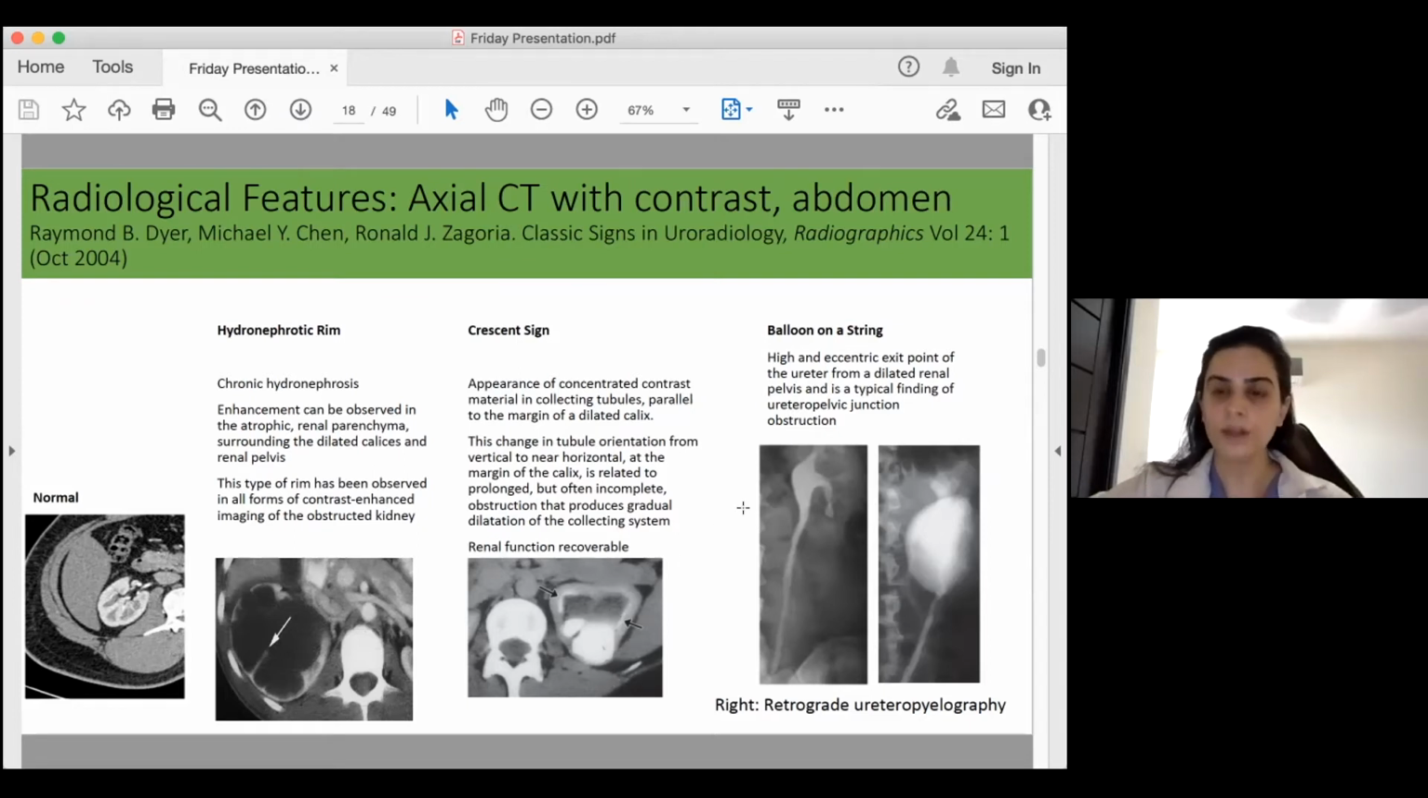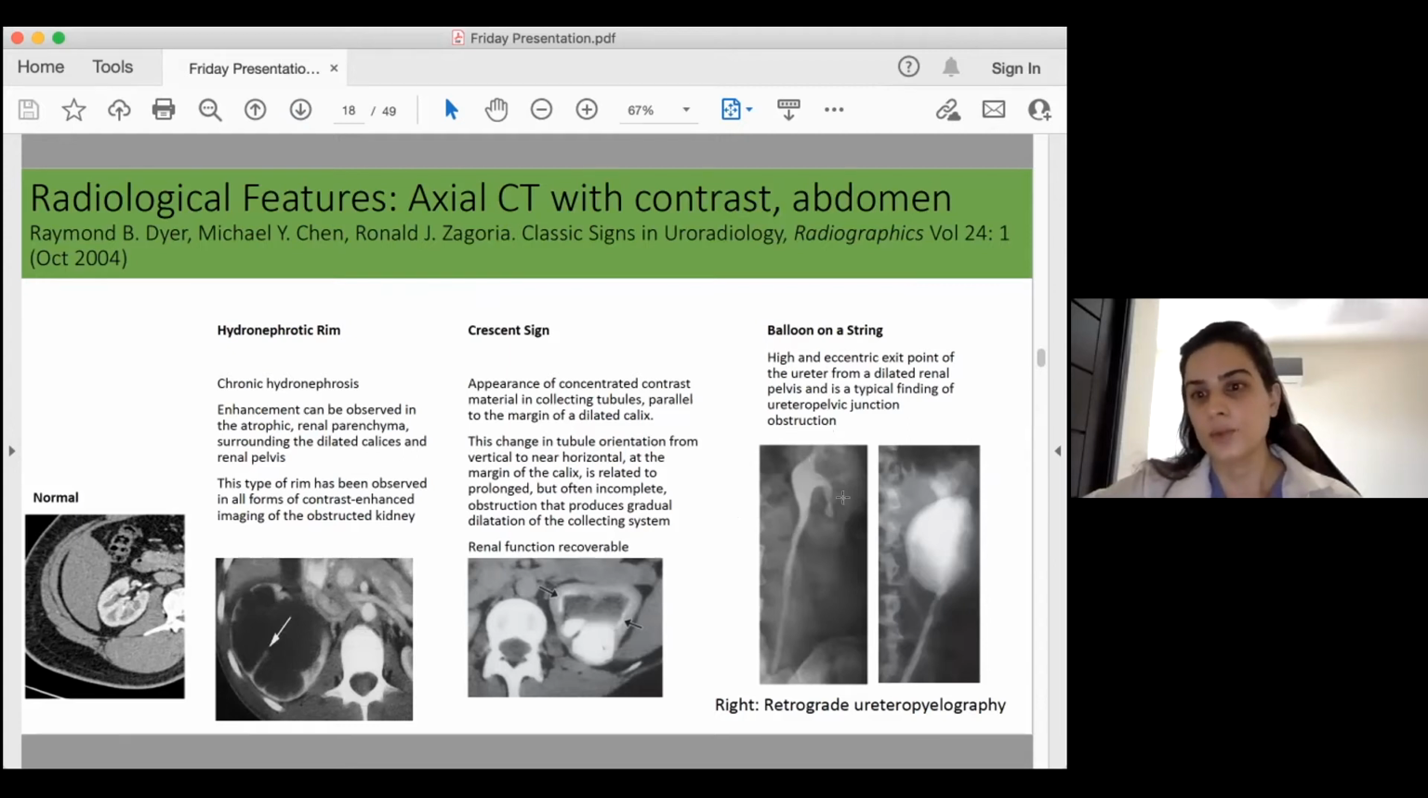It's important to be able to identify this crescent sign because it can be an indication that renal function is recoverable. And then they have a balloon on a string sign, which is where you have a high and eccentric exit point, eccentric meaning that it's no longer medial, but rather to the side, more lateral, of the ureter from a dilated renal pelvis. It's a typical finding of the ureteropelvic junction obstruction. Ureteropelvic referring to basically where the pelvis of the kidneys and the ureters meet.